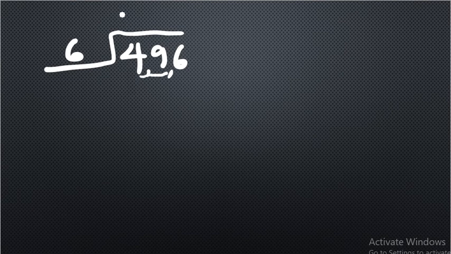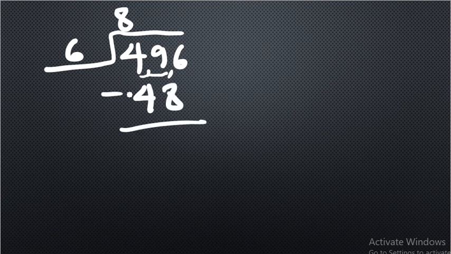Okay, what number times 6 will give you 49 or near to 49? There is a number, a multiple of 6, near to 49. That is 48. 6 multiplied by what? By 8, obviously. 8 multiplied by 6, 48. Then subtract. You have to be good in multiplication. To be good in division, first of all, you have to be good in multiplication. Then subtract. 9 minus 8, obviously, it's 1. 4 minus 4, nothing left. Then let's bring the next number, that is 6.